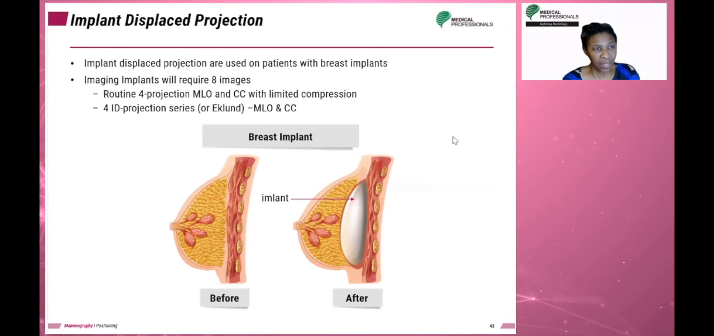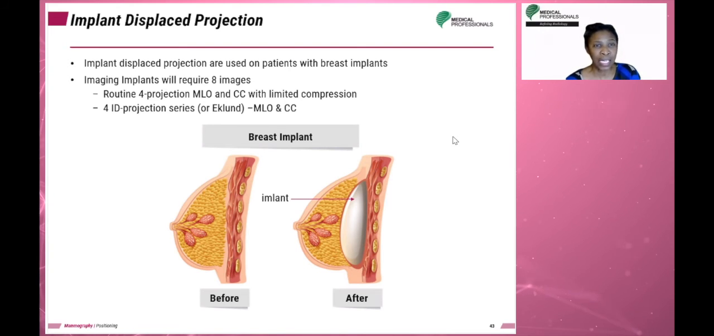Now, implant displaced projections. If the patient has had surgery and had a breast implant put in place, then instead of doing the 4-view series, this now adds 4 additional images. So it's called the gland or implant displaced projections.